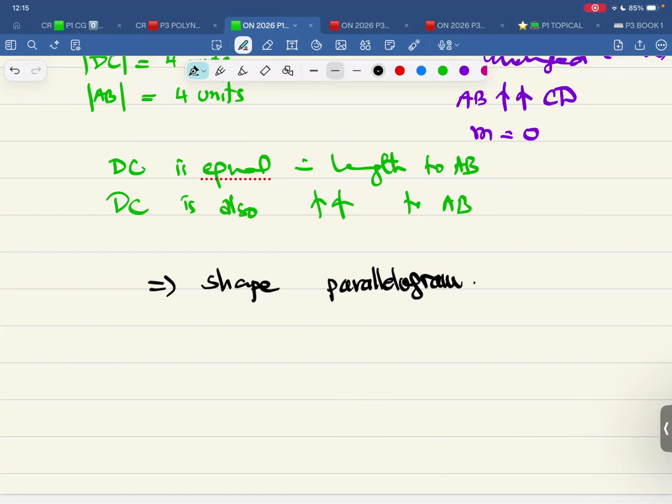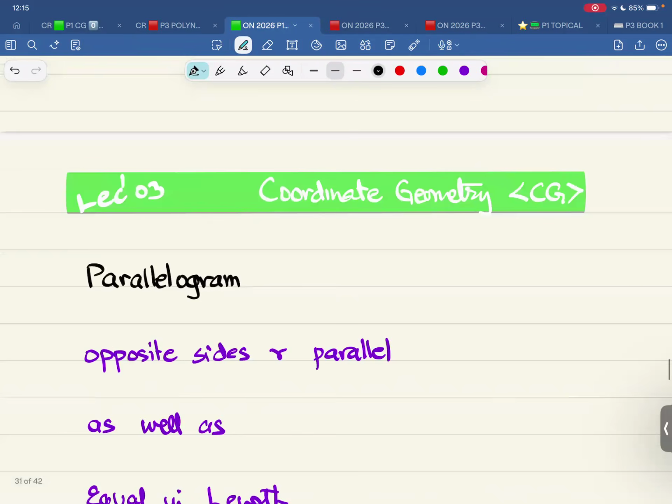People are slow in replying. People, be a little bit fast. That's the only way in which I communicate. That is on the WhatsApp, not on Zoom. So that's how you prove it's a parallelogram.